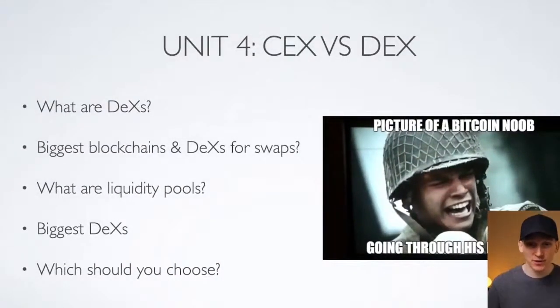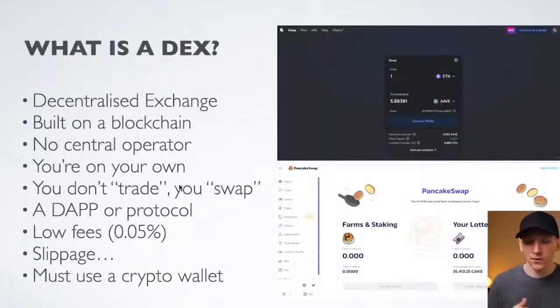Unit 4 is centralized versus decentralized exchanges, and you may have heard of both of these. What are the pros and cons of both? Should you use a decentralized exchange? What are the benefits of DEXs? What are liquidity pools? And which one should you choose? Let's get into what is a DEX.